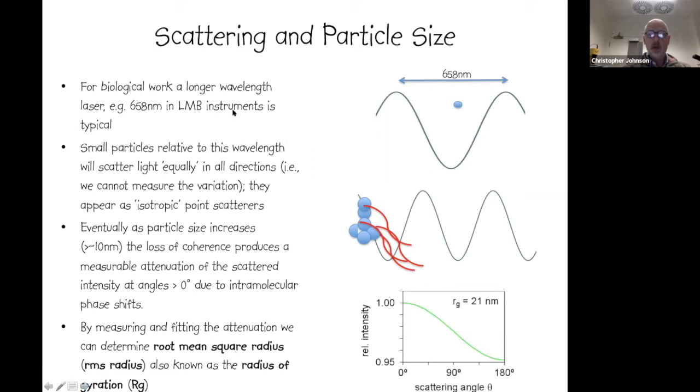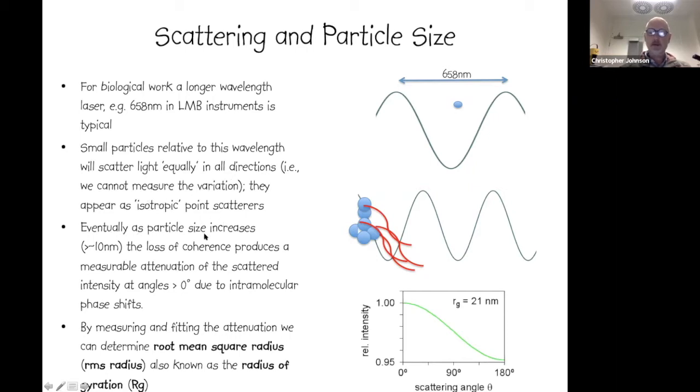Usually for biological work, most instrumentation has longer wavelengths so that it avoids any potential absorption from biological material. The LMB instrumentation we have, which is from a company called Wyatt, uses a 658 nanometer laser. Particles that are much smaller relative to this wavelength tend to scatter light equally in all directions. When we say equally, they actually don't scatter light equally in all directions, but we're unable to really measure the variation as a function of scattering angle. So these smaller particles appear as so-called isotropic point scatterers.